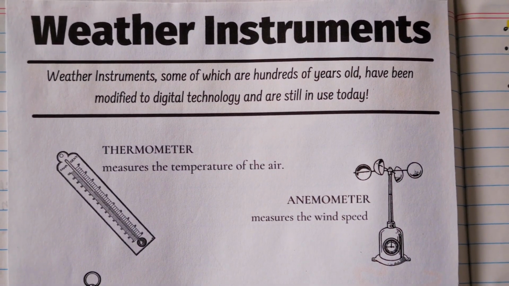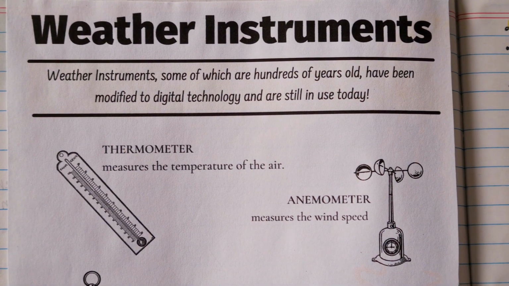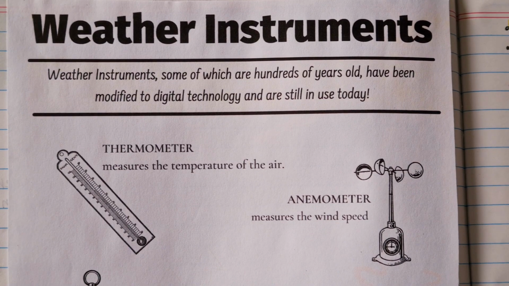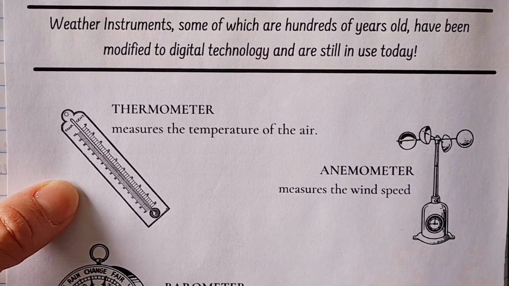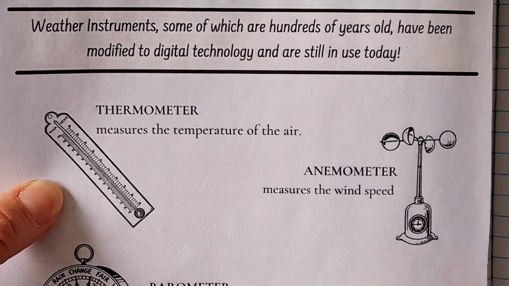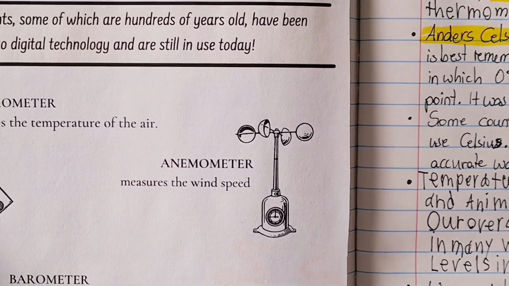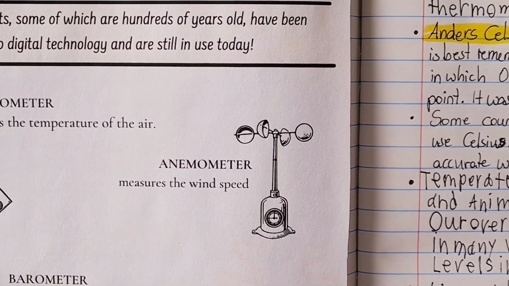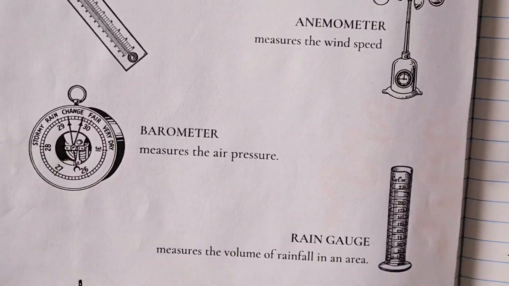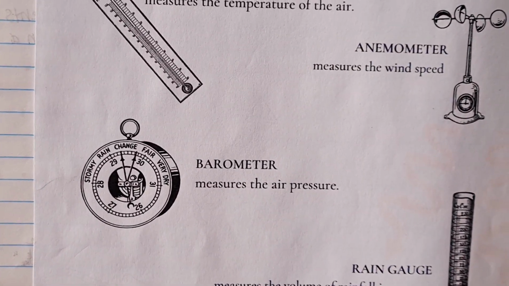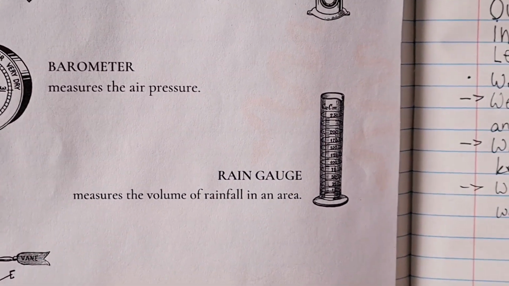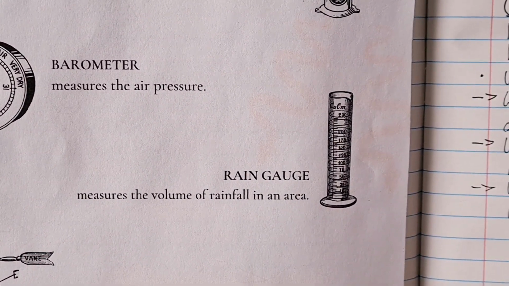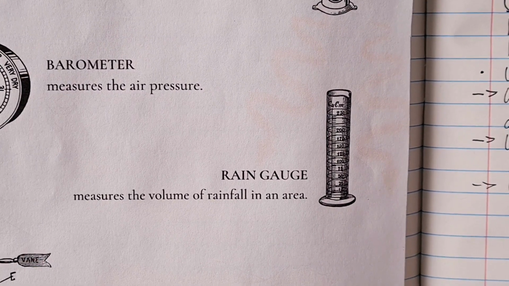So weather instruments, some of which are hundreds of years old, have been modified to digital technology and are still in use today. So the first one we have here is the thermometer. It measures the temperature of the air. The next one we have here is an anemometer. It measures the wind speed. Then we have a barometer, which measures the air pressure.